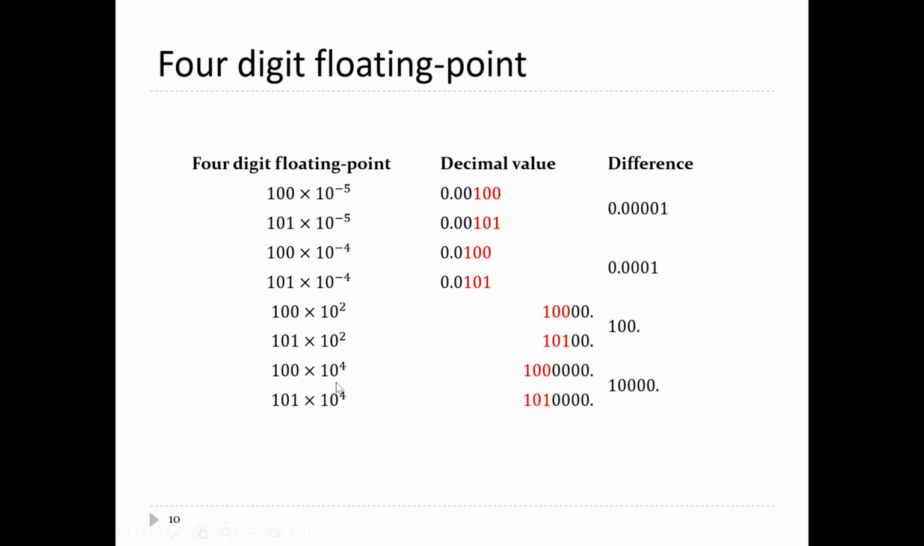What happens when I go all the way up to the largest exponent? So when the exponent is 4, the smallest value is 100 times 10 to the 4, which is 1 million. The next largest number is 101 times 10 to the 4, which is 1,010,000. Now look at the spacing between numbers. The spacing between adjacent floating point numbers is 10,000, which now is really strange. I can't write down any number between 1 million and 1,010,000. The representation doesn't exist.